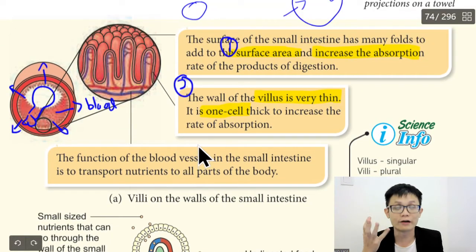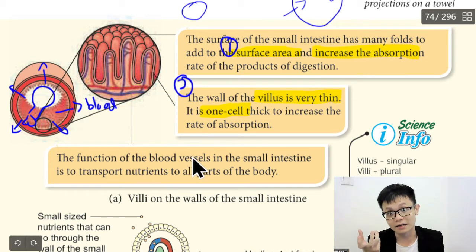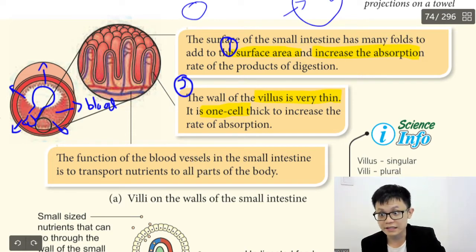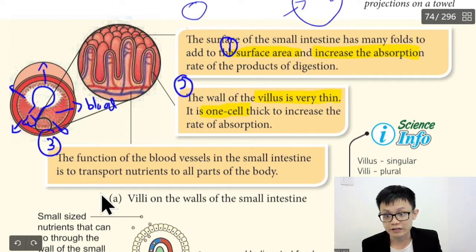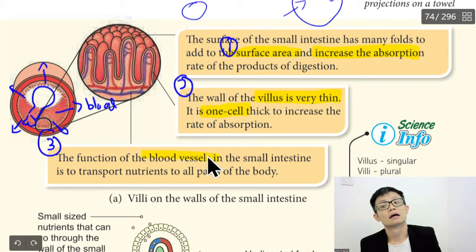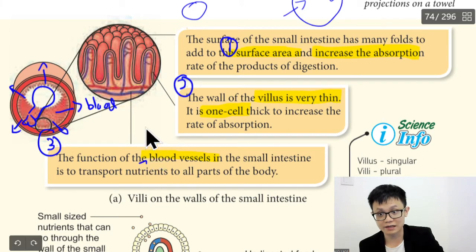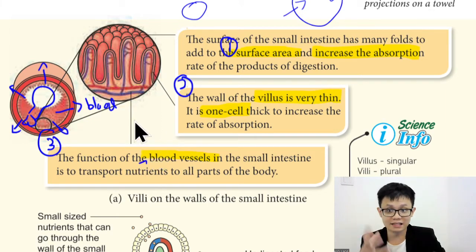And the third point, let's say the question asks, what are the characteristics of the intestine that help in the absorption of the nutrients? The third point that you need to say is the small intestine has many blood vessels to transport the nutrients. It is the increased number of blood capillaries. The density of the blood capillaries is a lot.